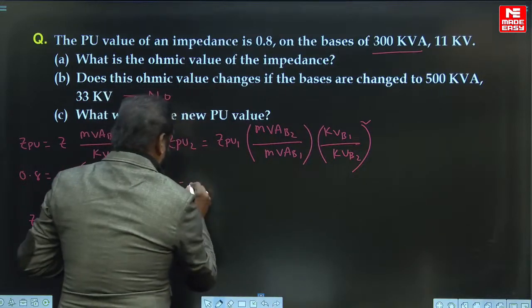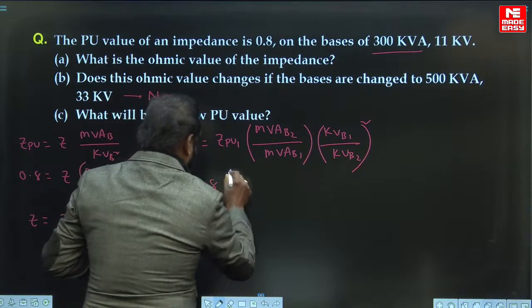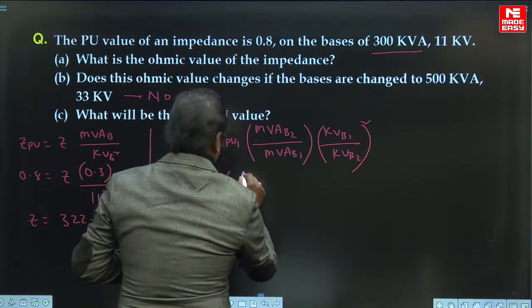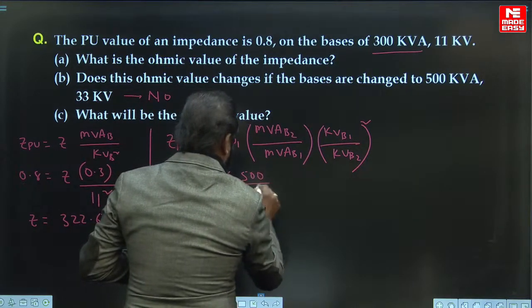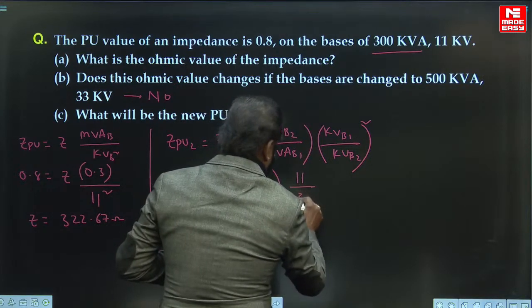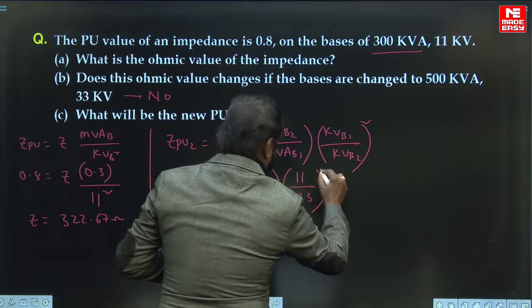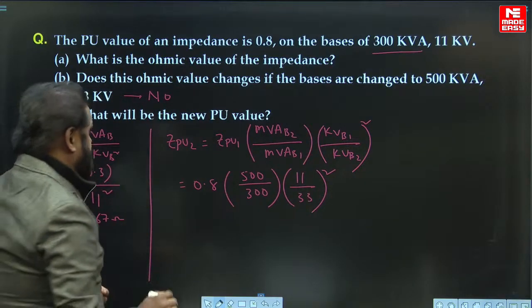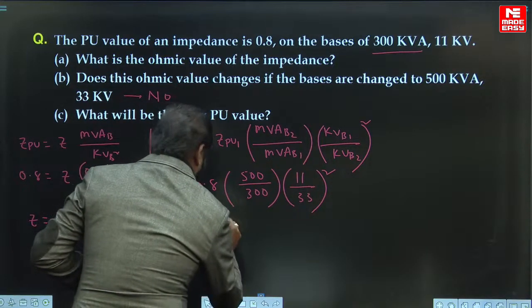So accordingly this is equal to 0.8 into MVA B2, which is 500, divided by 300, into 11 by 33, whole square. So this comes as the value of 0.148.